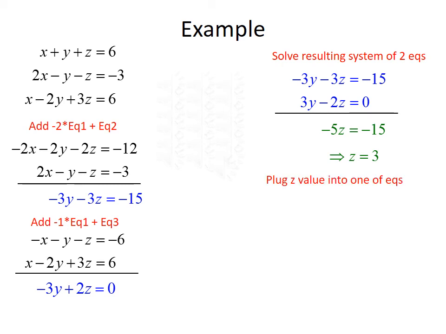Now that we know that z is equal to 3, we can plug it into one of the two equations above to solve for y. So I'll plug it into the second of the two equations we found, negative 3y plus 2z equals 0. So we have negative 3y plus 2 times 3 equals 0. If we simplify, that gives us negative 3y plus 6 equals 0. We subtract 6 from both sides of the equation, so negative 3y equals negative 6. And then divide both sides of the equation by negative 3, giving us y equals 2. So now we know z equals 3 and y equals 2.